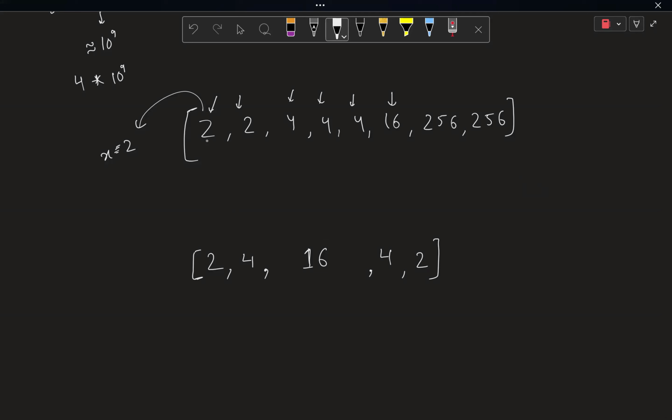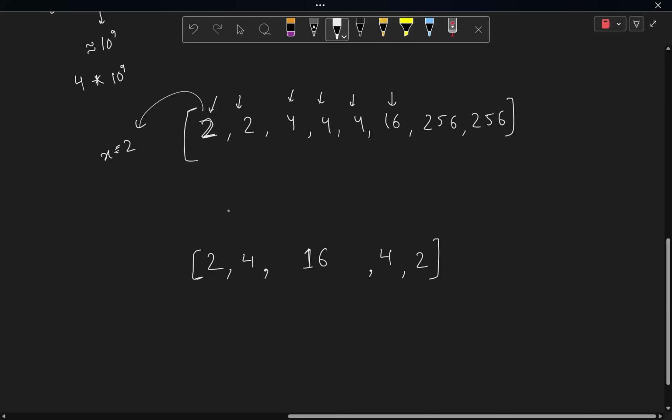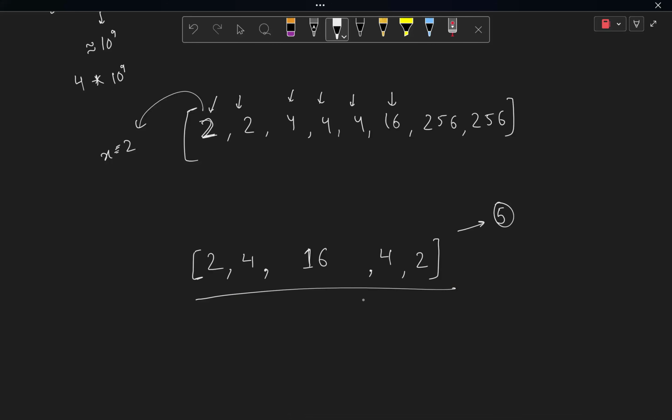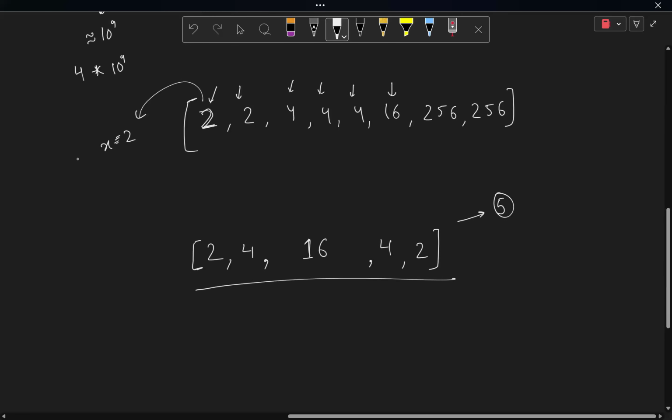Once you know the starting element, the smallest element of that subset, the x we are talking about, you can just figure out the length of the subset. Here, the length of the subset turns out to be 5. Now, we will move on to the case where we don't know x.